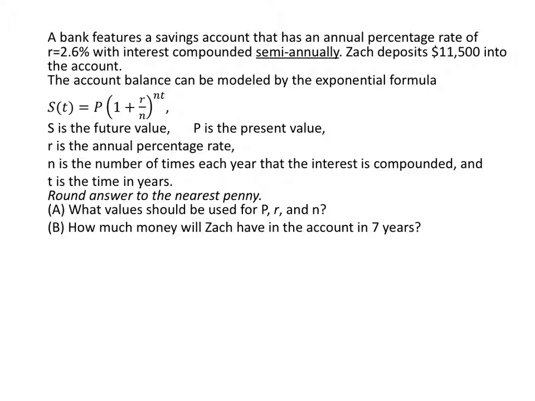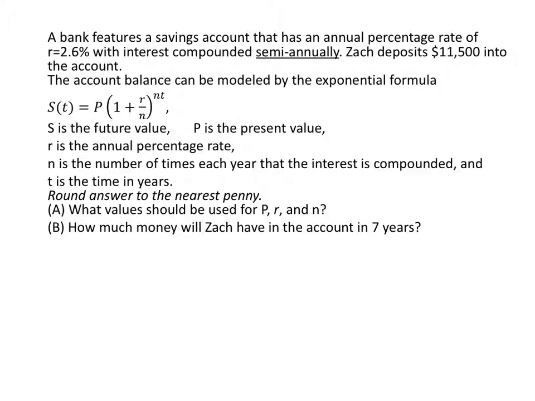So S is the future value, or S of t. P is the principal, or the present value. R is your rate. N is how many times each year that the interest is compounded, which in this case, how many times is it going to be compounded every year if it's semi-annually? Yeah, twice. So N is 2 for us. And T is the actual number of years, which in this case we won't know until we get to B on that stuff, okay?